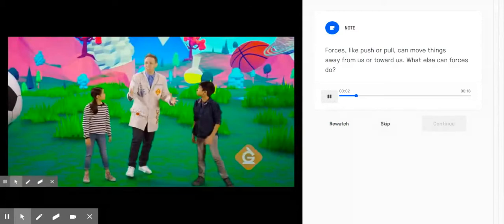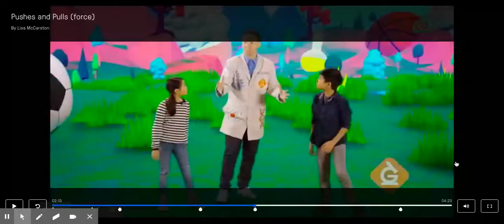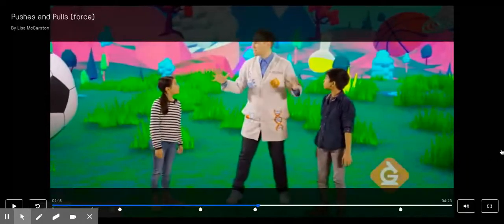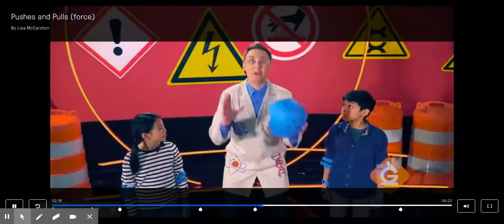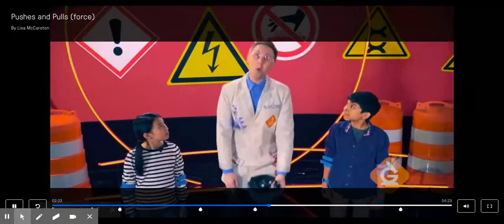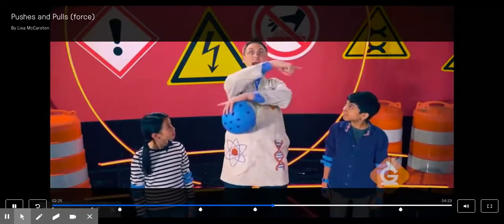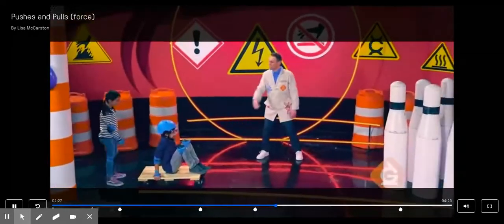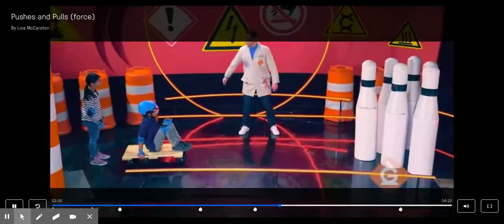Forces like push or pull can move things away from us or toward us. What else can forces do? Dr. Kyle just said forces can also change motion. Let's go back to the lab and do an investigation. All right, we learned that forces make things move, but they can also be strong or weak, and they can go in different directions. Using force, push Elijah into the bowling pins.